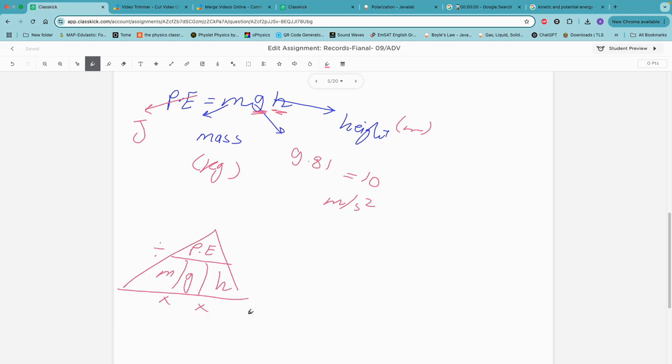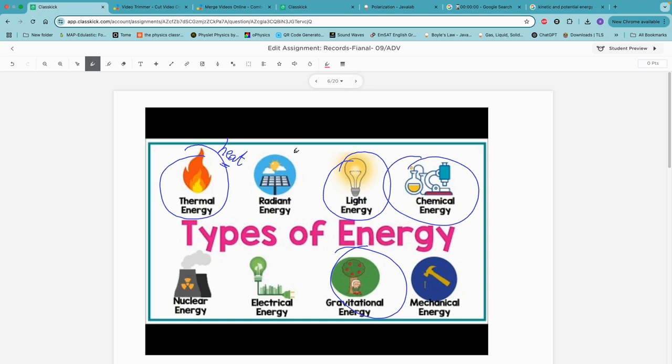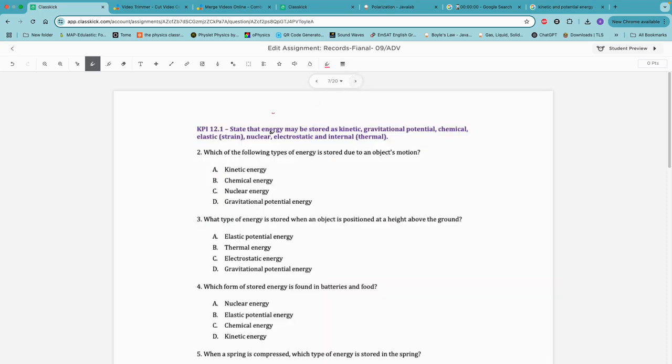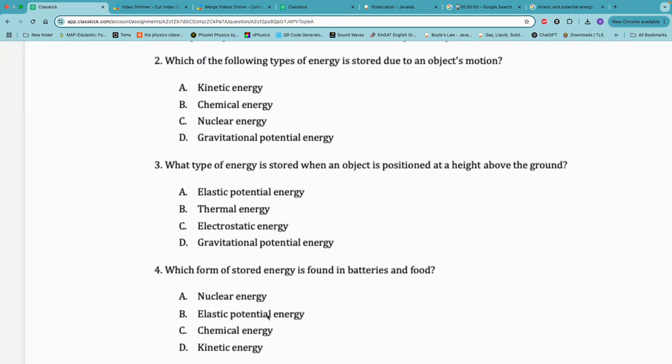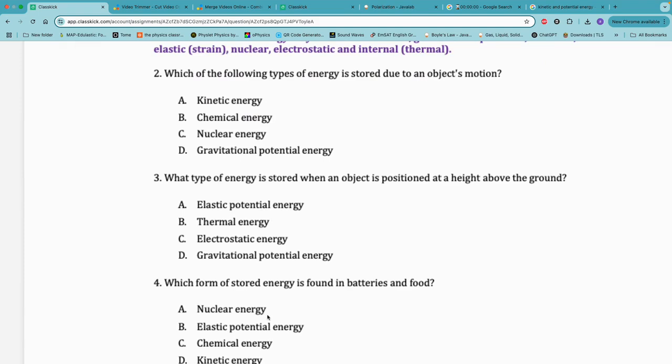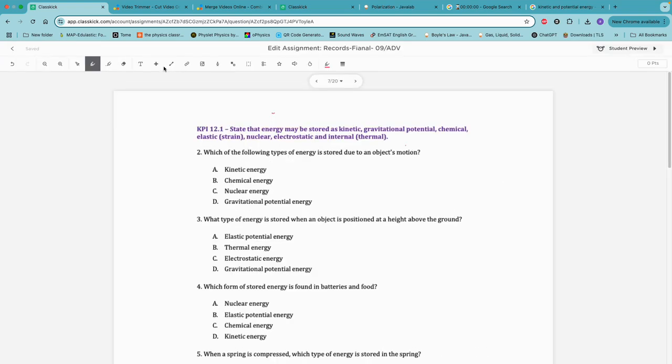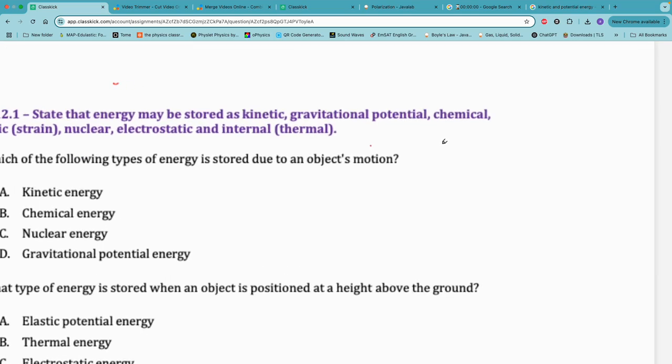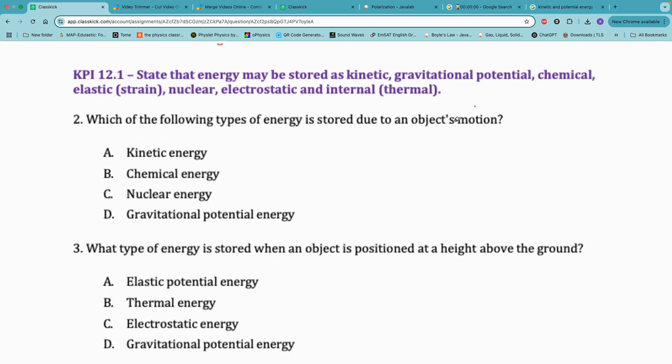Now, starting with answering questions related to this concept. Which of the following types of energy is stored due to an object's motion? So this is our keyword. As we have mentioned earlier, you try to find keywords to help you to pick the correct answer. So motion means change of speed, automatically you go for kinetic energy.